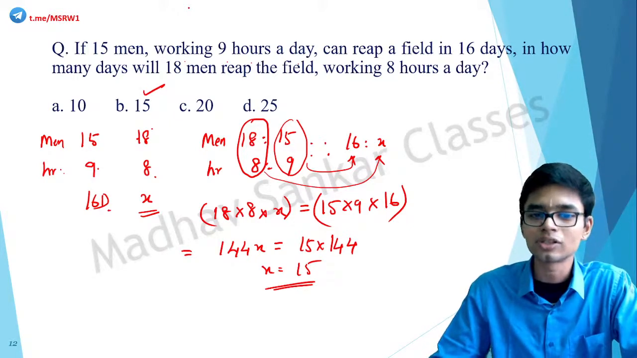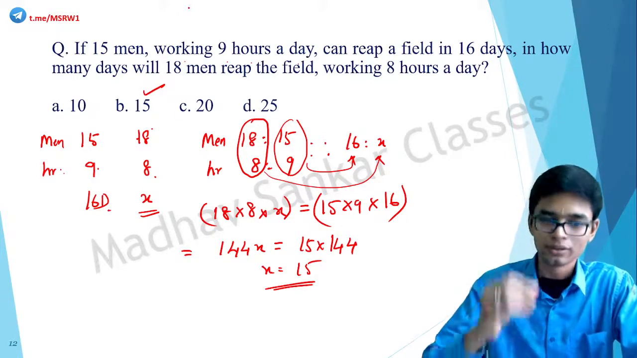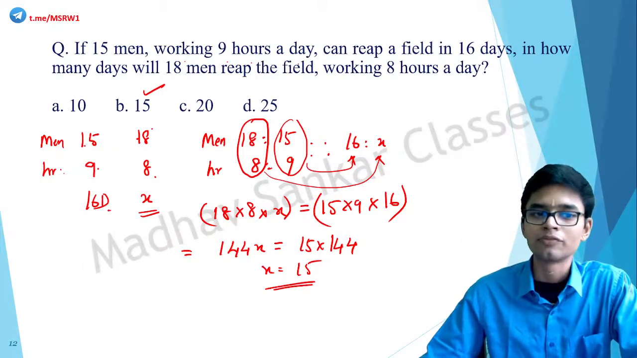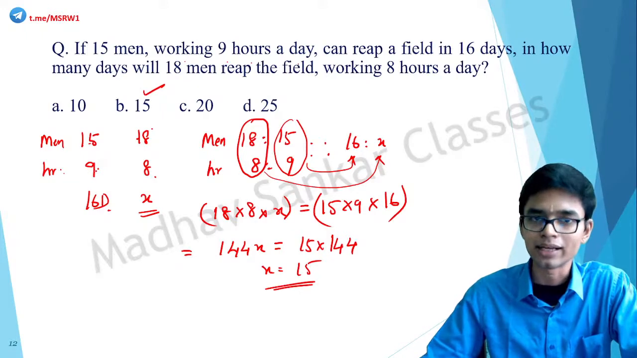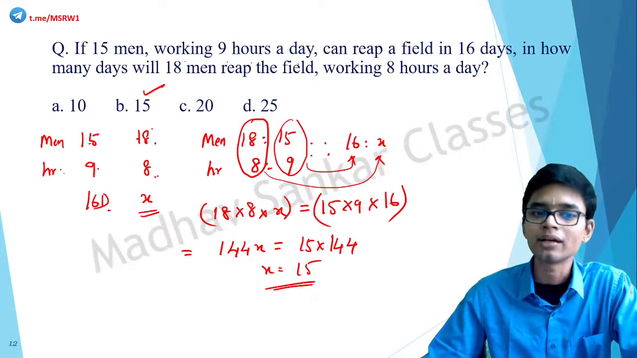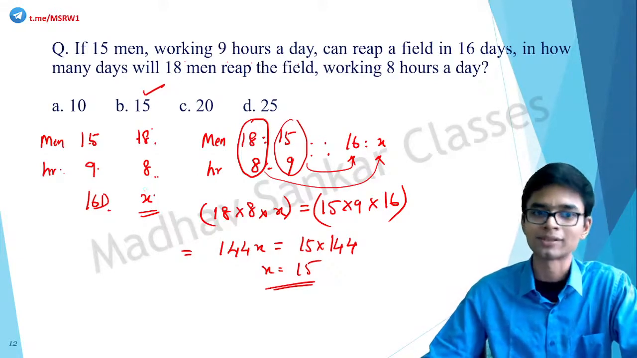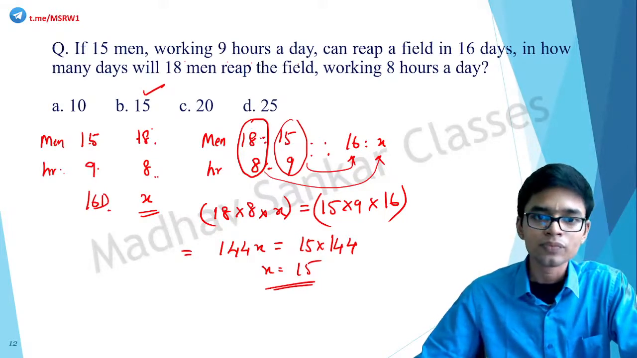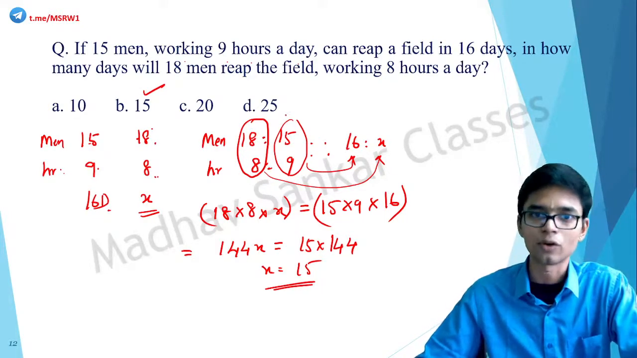I'm pretty sure this is not that clear, so I will explain this once again. First of all, write down the data that you got. 15 men working for 9 hours a day complete the work in 16 days. 18 men doing 8 hours of work a day complete the work in how many days? So let that be x. Clear? So now we have to put this in the ratio proportion format.